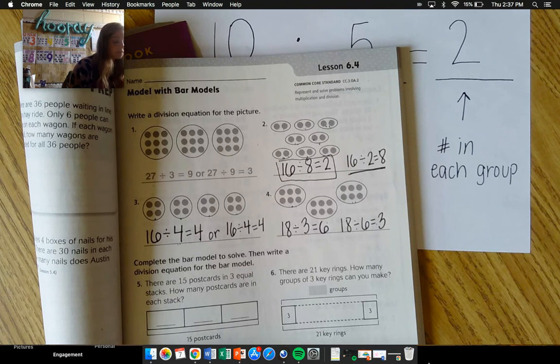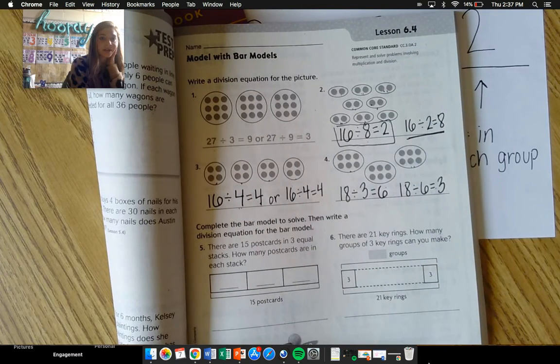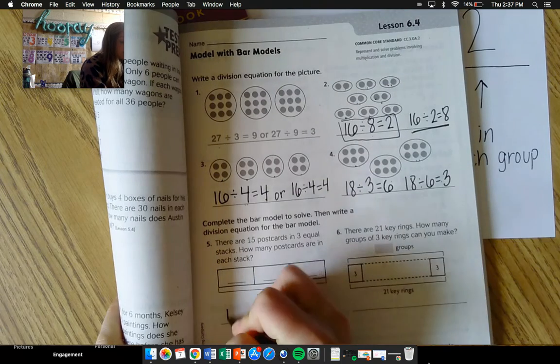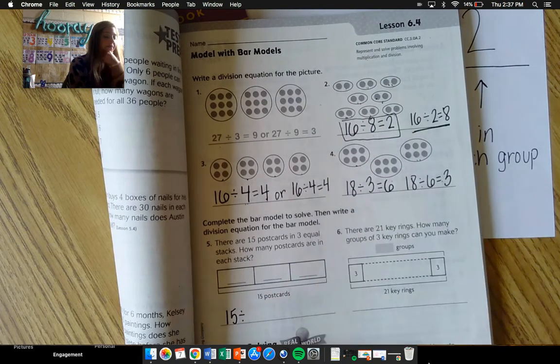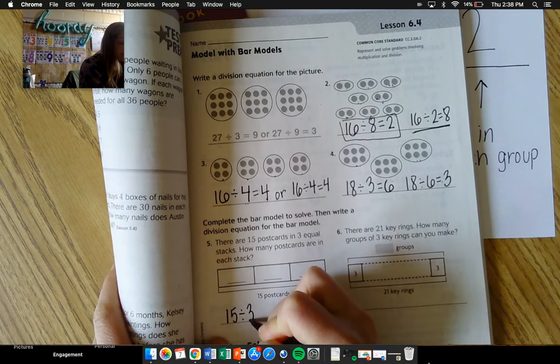All right. We're going to do number 5. Number 5 is just a little bit different. It has us doing a little bit different kind of groups. It says there are 15 postcards in 3 equal stacks. How many postcards are in each stack? So we would have to write down a division problem for this. 15 is the total number, so it would be 15 divided by 3 equal stacks, so 15 divided by 3 equals blank.